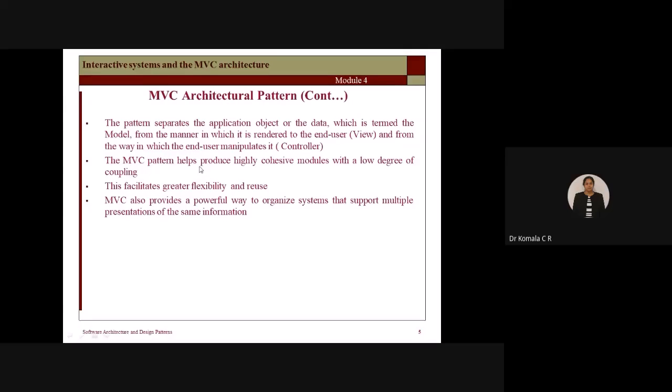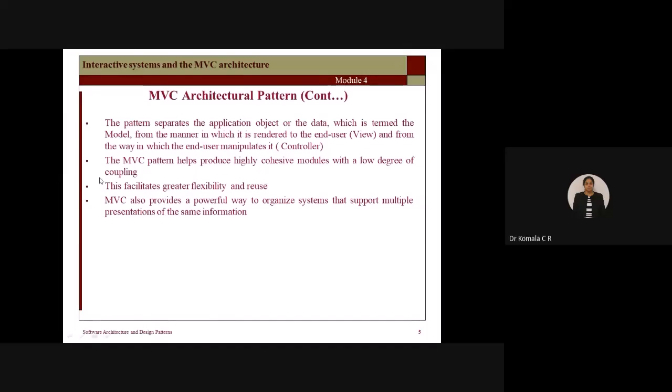The MVC pattern helps produce highly cohesive modules with a low degree of coupling. See, in module 2 we have studied the concepts of cohesion, coupling, all that. So low degree of coupling means loose coupling. The amount of coupling is less. If you go for tight coupling, that means there is an encapsulation. That means you are hiding. So it is not visible. The complete thing is not visible to the user.